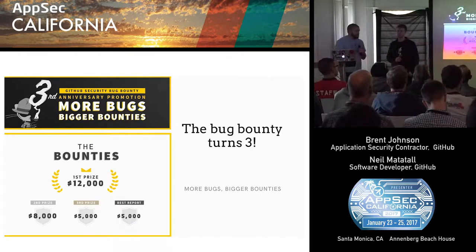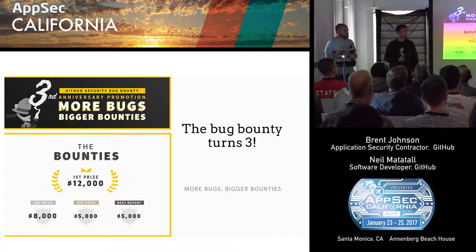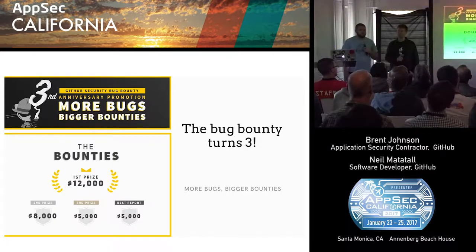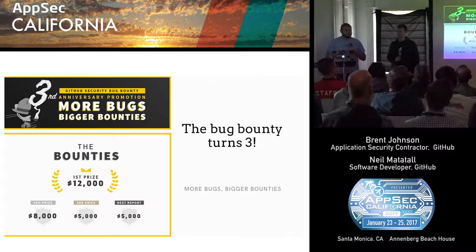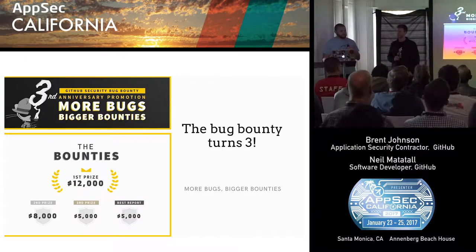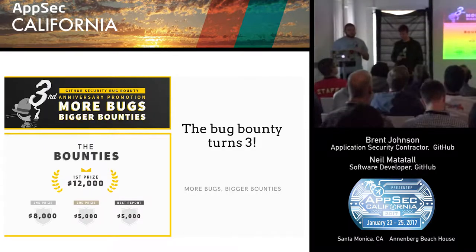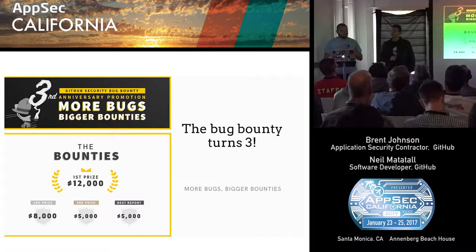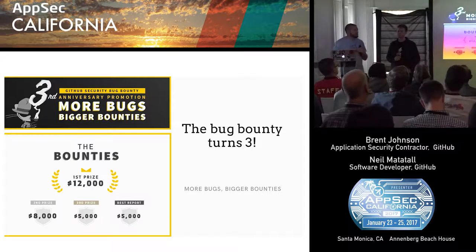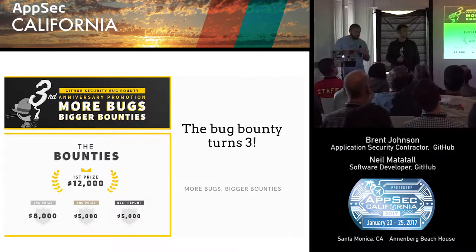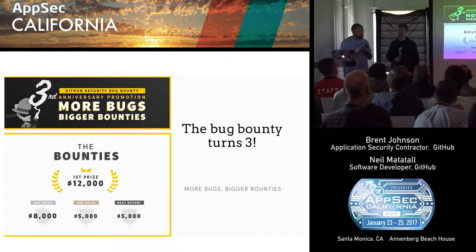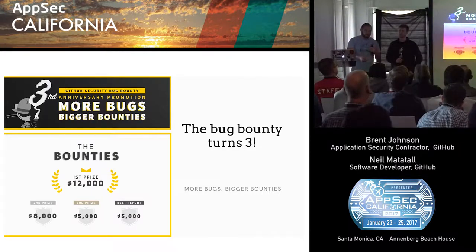Another thing that happens after a few years is that your bug bounty starts to see dwindling returns. The number of reports coming in is much lower than it was. The quality of the reports is terrible, and you haven't had a serious vulnerability in like a year. GitHub decided to address this by launching our bug bounty promotion. We pay out for the months of January and February. The top three most severe reports will get a bonus on top of what they're already getting paid.